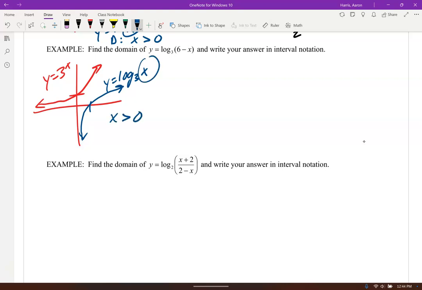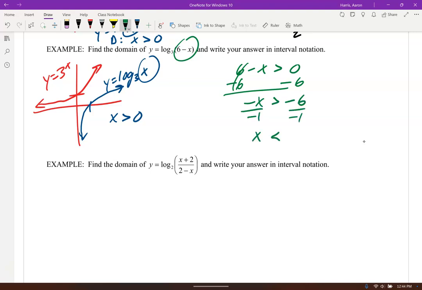So when I'm finding the domain of this, I just take whatever's in there, 6 minus x, and I say it's got to be positive. And then I solve it. When I divide by a negative, don't forget you've got to flip that. So this will be x is less than 6. x is less than 6. That'll be your domain on this. In other words, negative infinity up to 6. That'll be your domain.